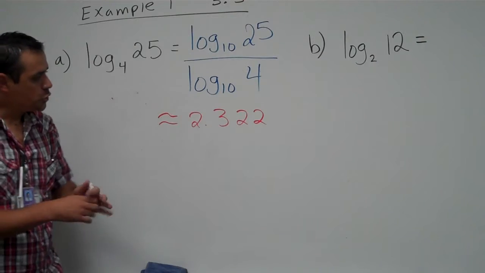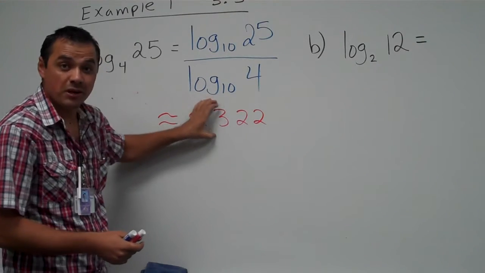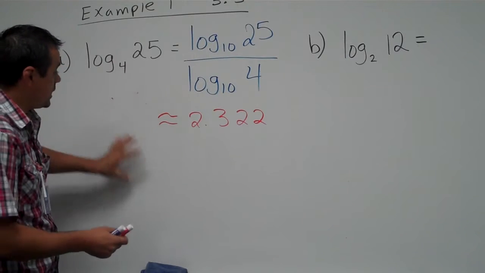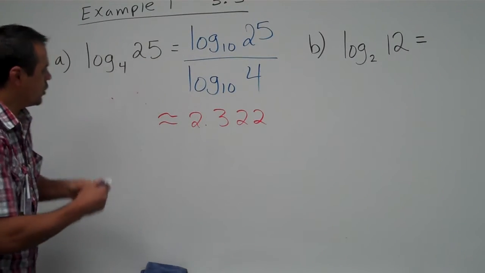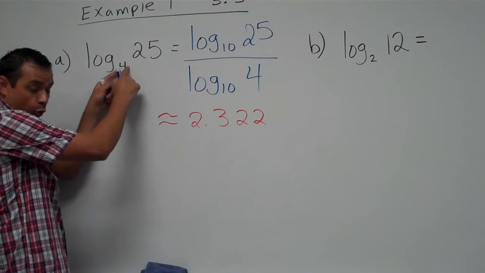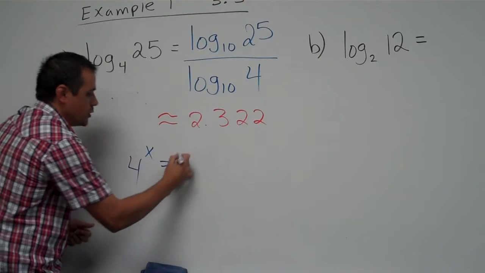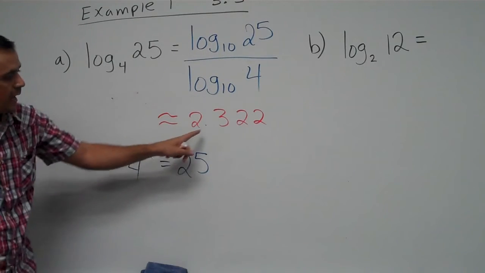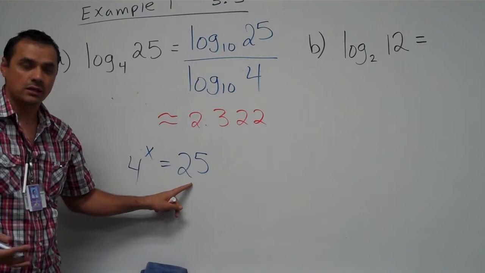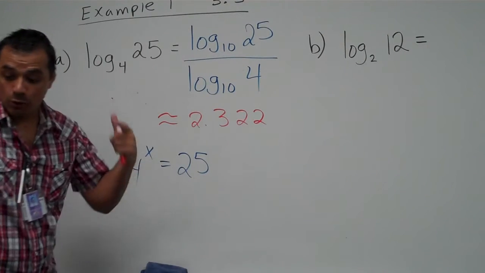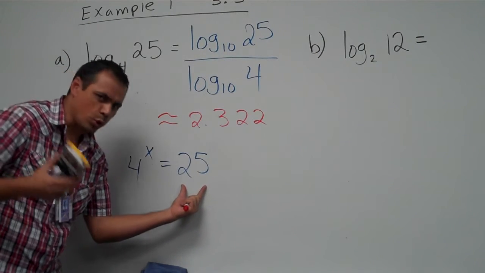Now, just to show you that this is a good approximation, remember, this is an approximation. I'm going to do it here so that you can see it's pretty close to 25. We said that 4 to some power is 25, and we're saying that 4 to this number is going to give us 25. Let's plug it in, and I'd like you to plug it in along with me and see if you get something close to 25.